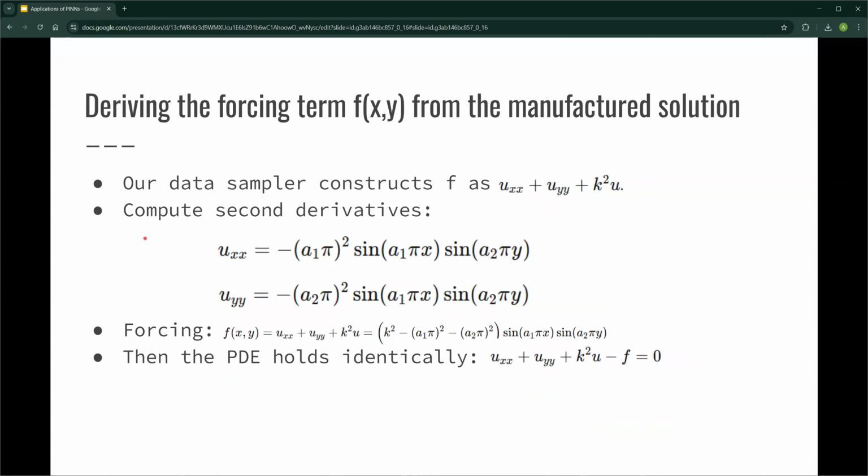Another way of saying this is u, and then the second derivative with respect to x is equal to this, and then similarly for y. These would be the second derivatives, and then we can substitute them back into the original PDE. By substitution, we sub them back into the original PDE, and it gives us this identity right here, where these two are identical to each other.